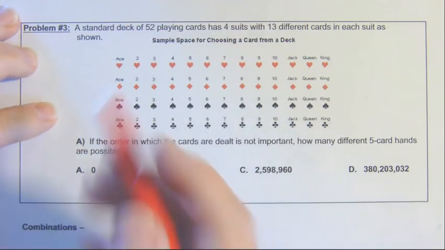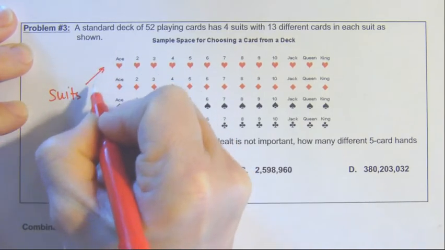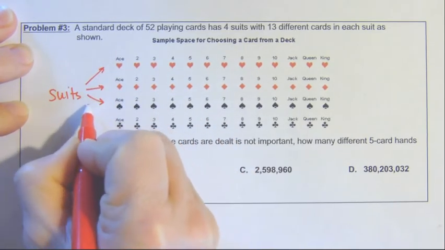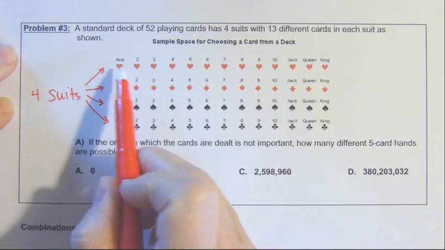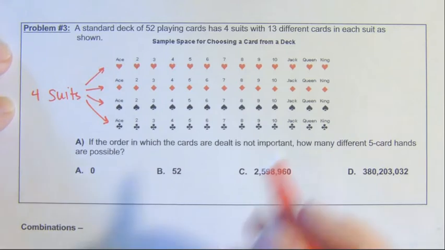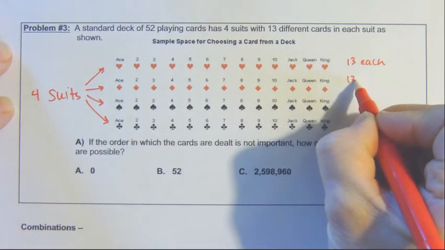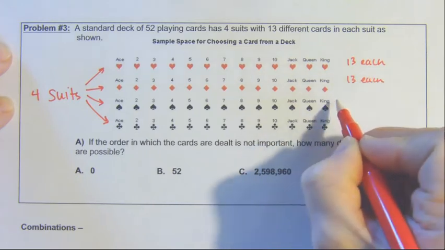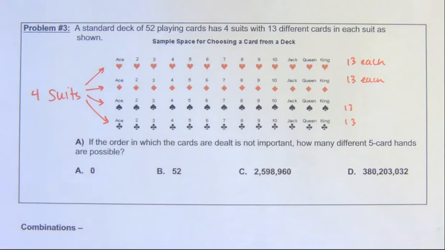So in cards, these things are called suits. So we have hearts, we have diamonds, spades, and clubs. So there's four suits. There's 13 of each of these. So there's 13 in each row here. So 13 here and then 13 here. So the total is 52. Cards add up to 52.